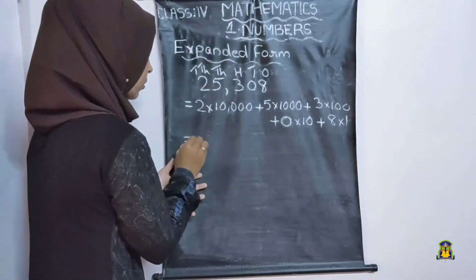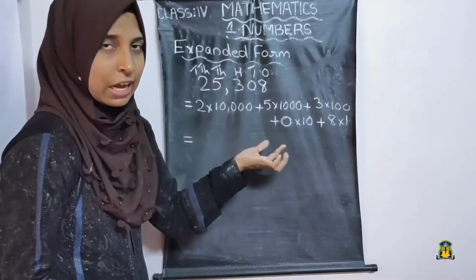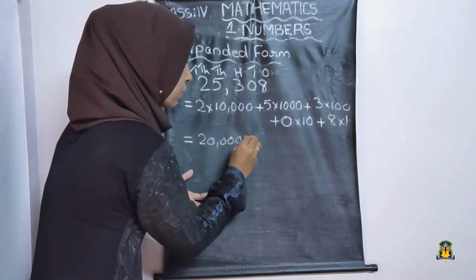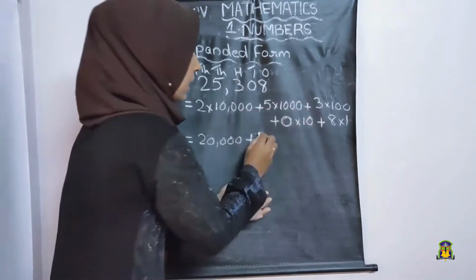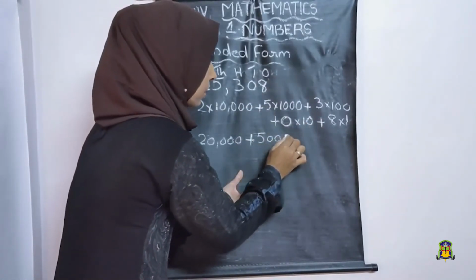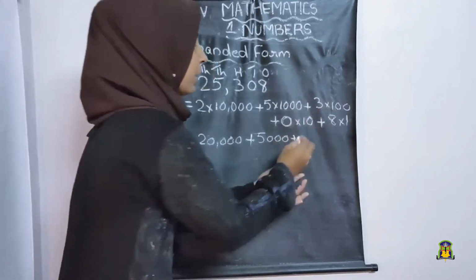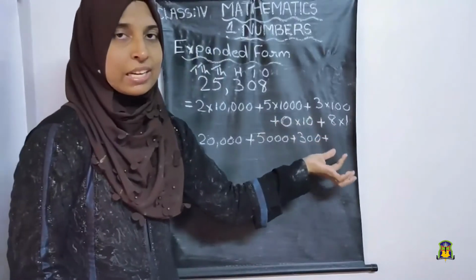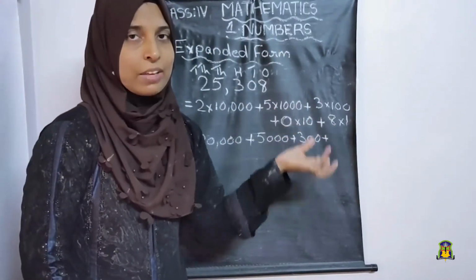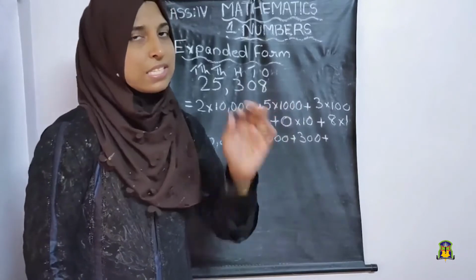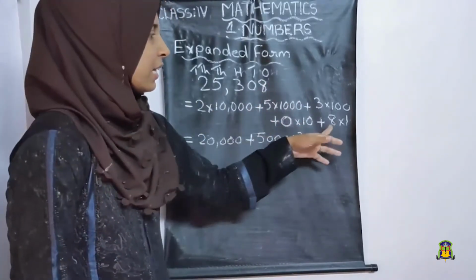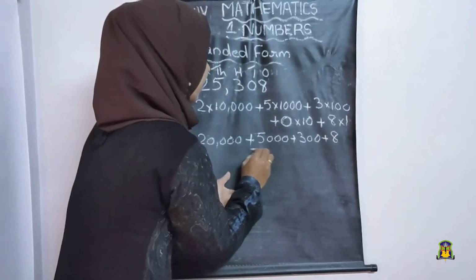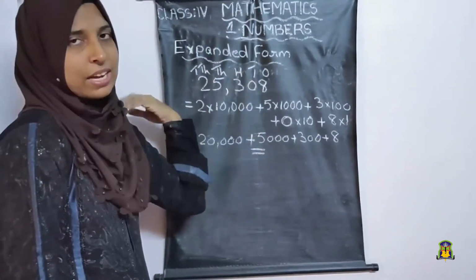Okay, this one we can also write as 2 into 10,000, that is 20,000, plus 5 into 1000, that is 5,000, plus 3 into 100, that is 300, plus what is 0 into 10? Any number multiplying with 0, the answer will be 0 itself. So no need to write that. Then plus 8 into 1, that is plus 8. So this is the expanded form of this given number.